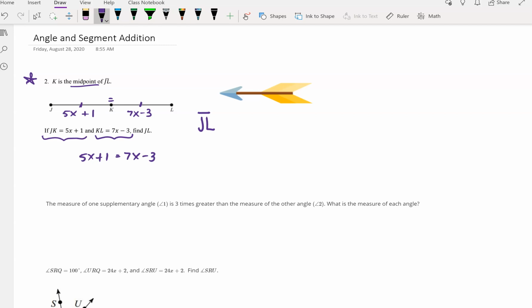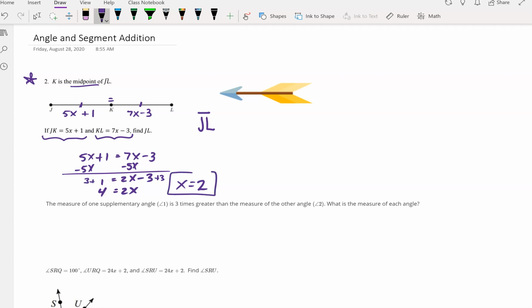We're going to do some algebra on this equation. I'm going to subtract 5x from both sides. I'm going to be left with 1 is equal to 2x minus 3. I'm going to add 3 to both sides and divide by 2, and I get x is equal to 2. I apologize for skipping steps through there. Hopefully you guys were able to follow that okay. We just added 3 here and added 3 here, and then divided by 2 at the end.